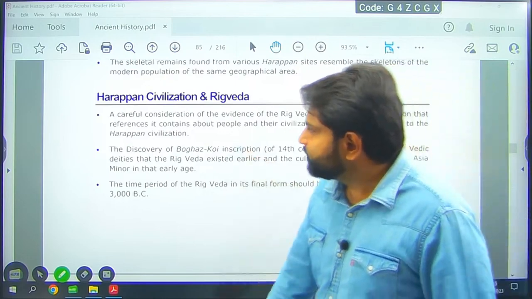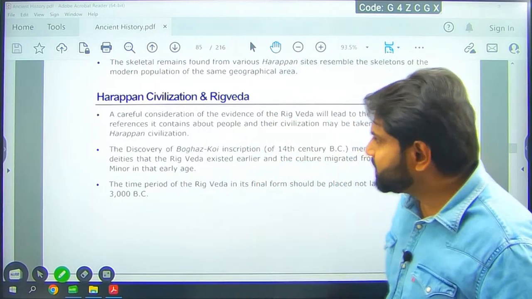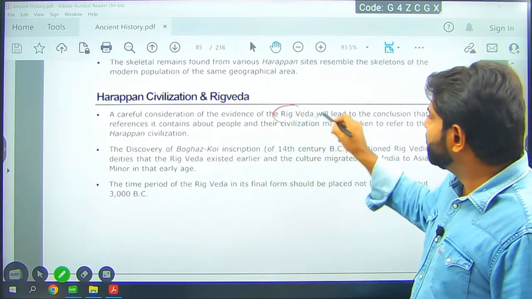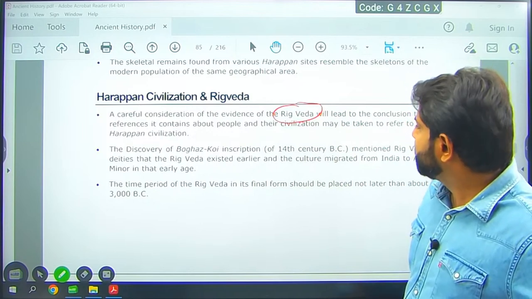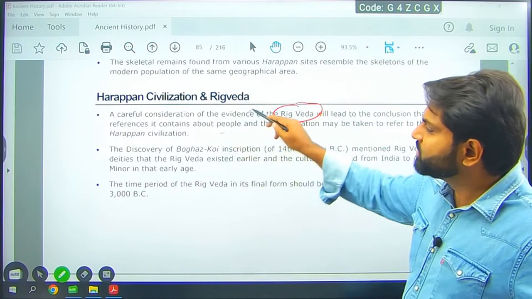Harappan civilization and Rig Veda. After careful consideration, the evidence of the Rig Veda will lead to the conclusion that the references it contains about people and their civilization may be taken to refer to the Harappan civilization.